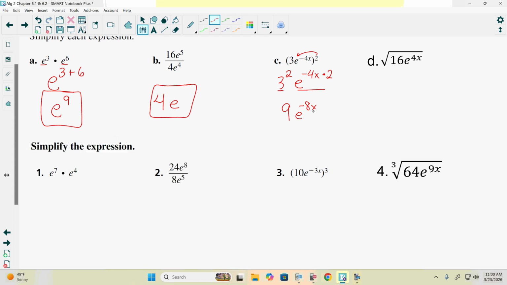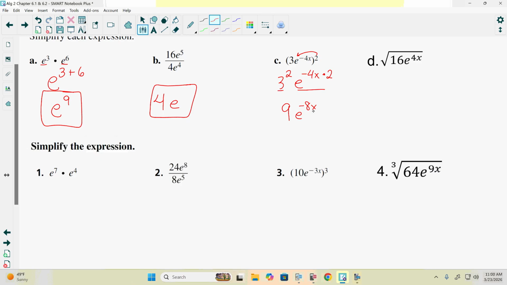Powers of powers multiply. Now the 3 is really 3 to the first, so we multiply it by 2: 3 to the 1 times 2, which is 3 squared. For e to the negative 4x, we multiply by that power of 2, giving us e to the negative 4x times 2. Negative 4 times 2 is negative 8, so e to the negative 8x. Questions on this here?